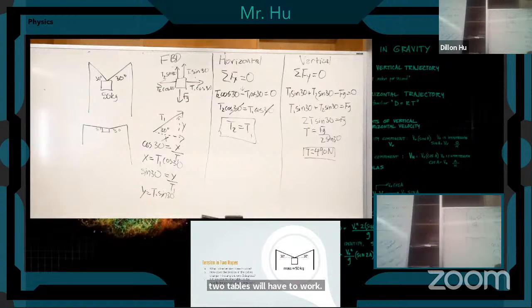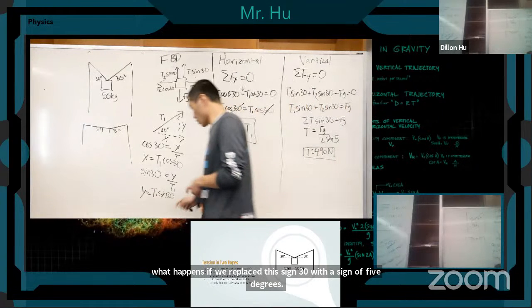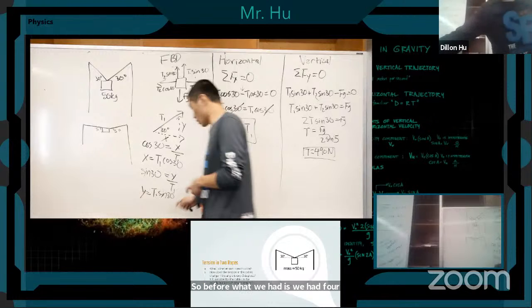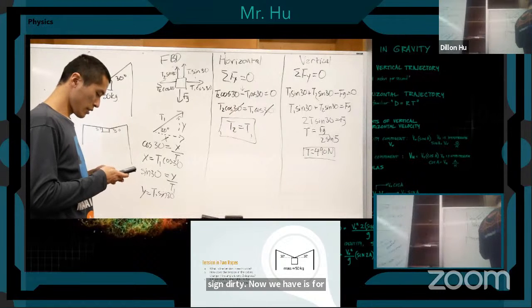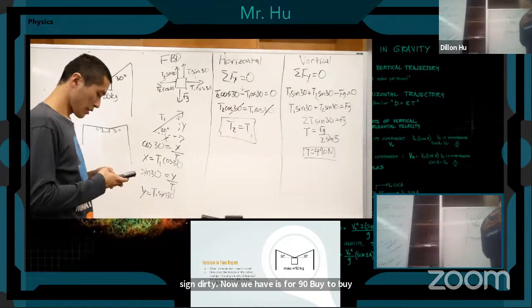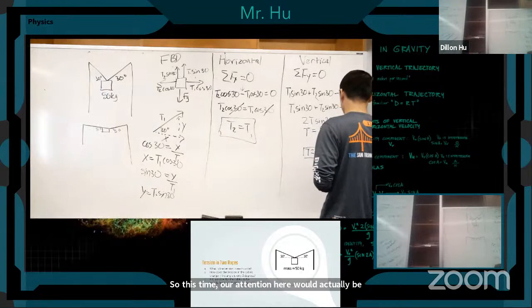Okay, so we expect it to be higher. Does this check out mathematically? Well, what happens if we replace this sine 30 with a sine of 5 degrees? So before, what we had is 490 divided by 2 times sine 30. Now what we have is 490 divided by 2 divided by sine 5. So this time our tension here would actually be 2,811.